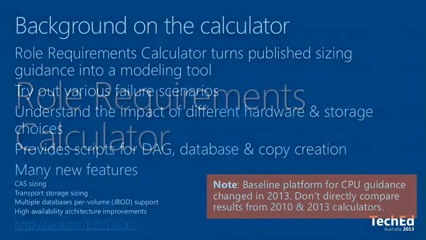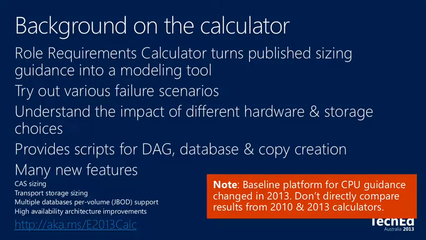All right, let's talk about the role requirements calculator. I'm going to show it to you in a little bit, but I wanted to give you some background. Basically, what we've done is we've encoded all of our guidance around sizing and capacity planning and everything around memory, CPU, disk, and network, the 4 food groups, if you will. We have taken that and encoded it into the calculator and basically turned the calculator into a modeling tool and into a deployment tool with some of the scripts that we can do now.